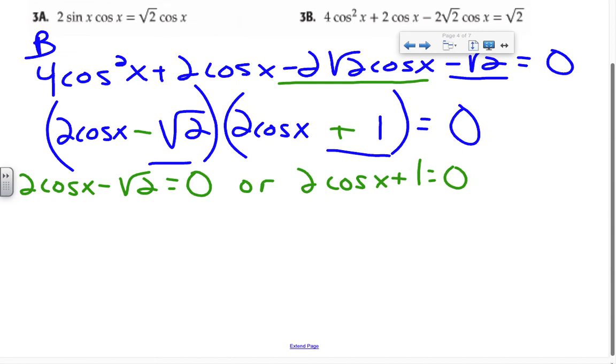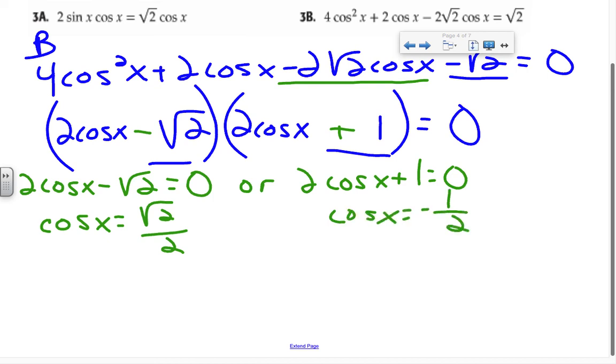In the first equation, solving for x, I add radical 2 to both sides and then divide by 2. So I have cosine x equals radical 2 over 2. In the second equation, I subtract 1 and then divide by 2. So I have cosine x equals negative 1/2. And so what I'm looking for in my unit circle is anywhere I see either of those two values as the x coordinate. Again, the reason why it's the x coordinate is because this is the cosine.